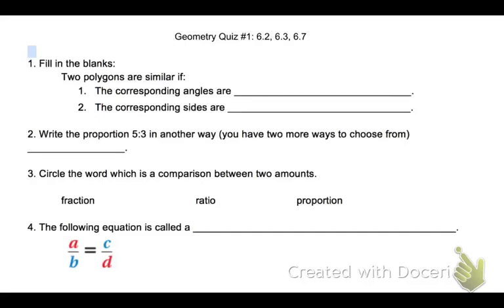Hi everyone. I'm going to go over the answers for quiz number 1. These will help you study for the test, which will be on the Blackboard this week. So number 1, fill in the blanks.